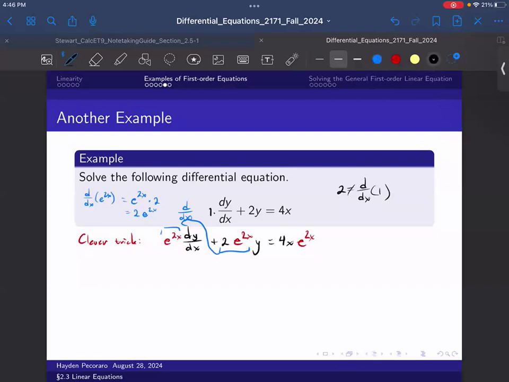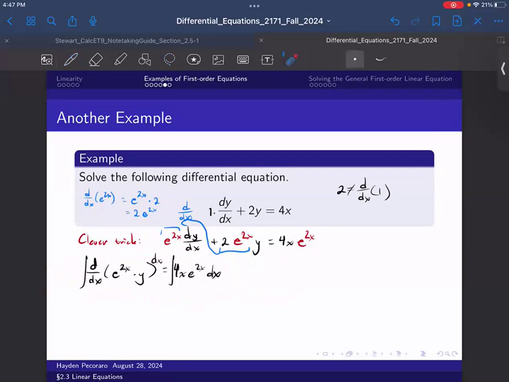Okay, so then that gives us the ability to write this as d dx of e to the 2x times y. Remember, this was the derivative, and this is the original function. Right? So we want the undifferentiated part times the differentiated part. Okay. And that's equal to 4x e to the 2x. Move that over a little. Okay, and now we can go ahead and integrate.